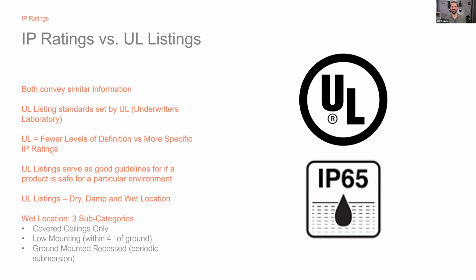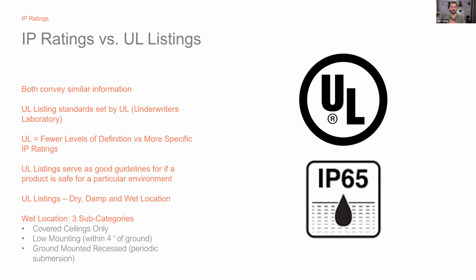So again, I think a lot of us are familiar with UL and see it on pretty much all of our products. There are fewer levels of definitions versus the more specific levels for the IP rating. So UL has dry, damp, and wet, versus, again, a large number of levels for the IP ratings. So different levels of meaning there. The UL listings have some subcategories for wet listings, so that's something to note.